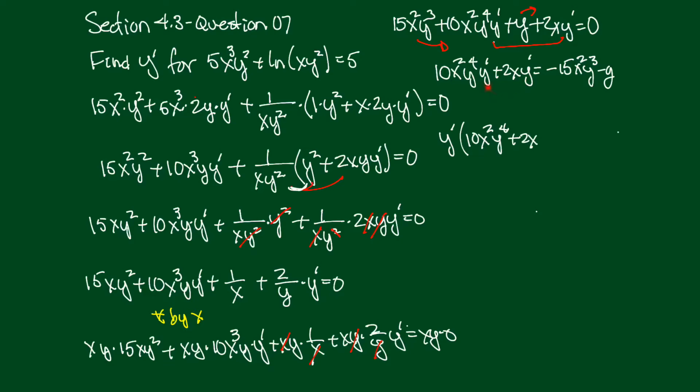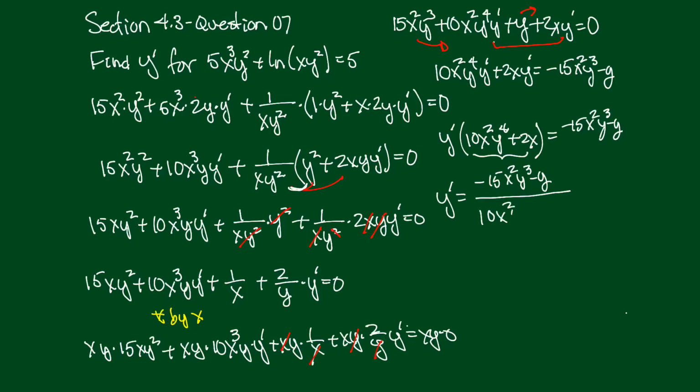What I'm doing is taking this y prime out. What's left is 10x squared y to the 4th, right here, and then a plus 2x. And that's equal to this negative 15x squared y cubed minus y. Now, we'll divide by this. So we are going to get y prime is equal to negative 15x squared y cubed minus y over 10x squared y to the 4th plus 2x.